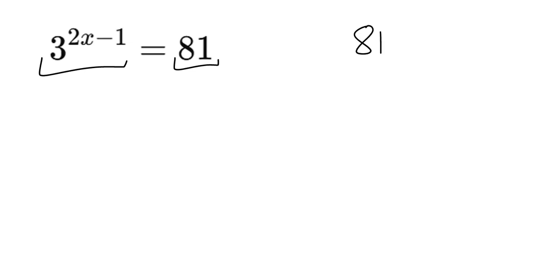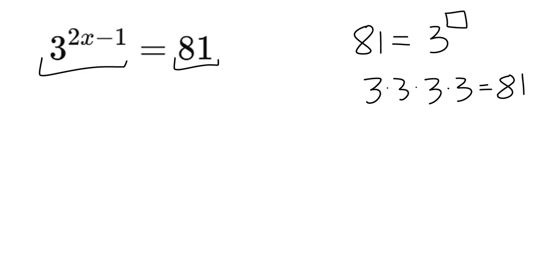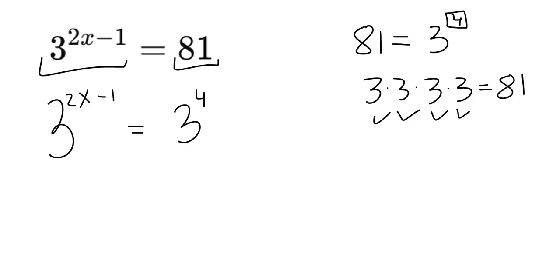First of all, 81 can be written as 3 to the power of what? You know that you multiply 3 by 3 by 3 and by 3 one more time to get 81. So 3 to the power of 4. Alright, so the only thing we need to do is 3 to the power of 2x minus 1 is equal to 3 to the power of 4. Now that our bases are equal, exponents must be equal as well. Alright, we can say that 2x minus 1 is equal to 4.